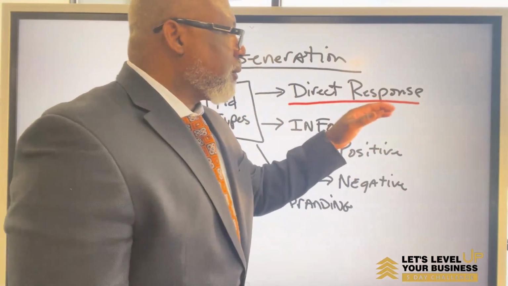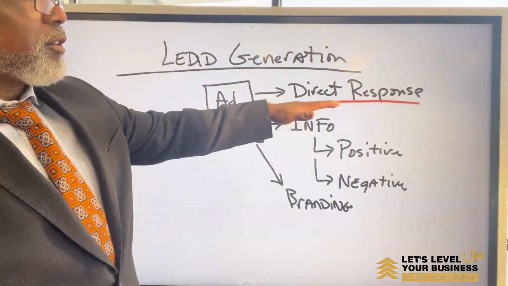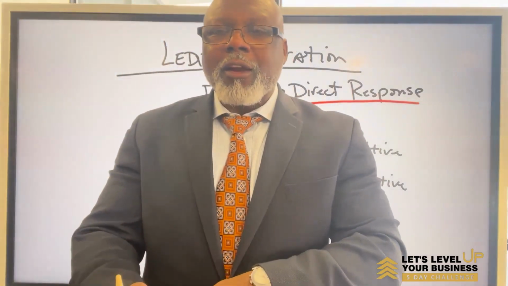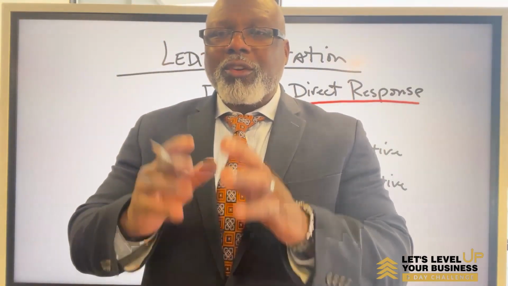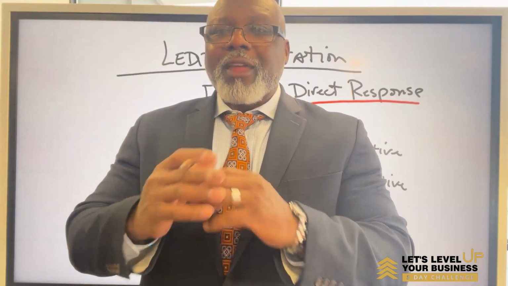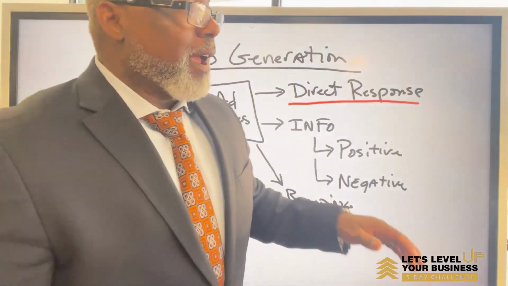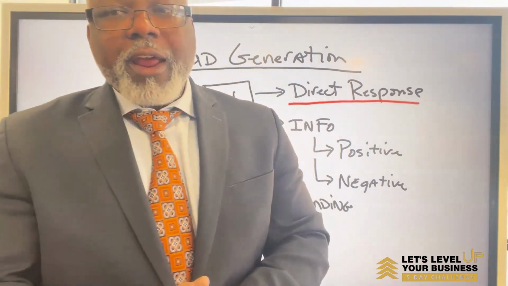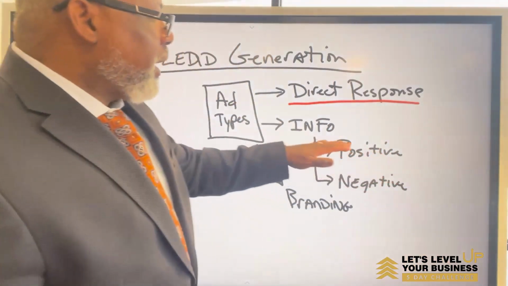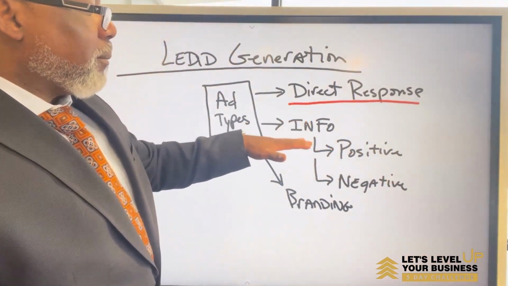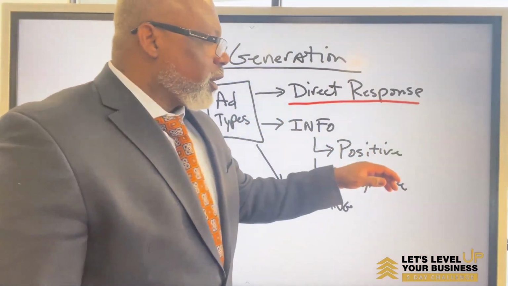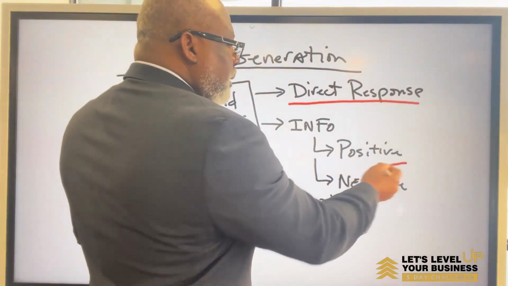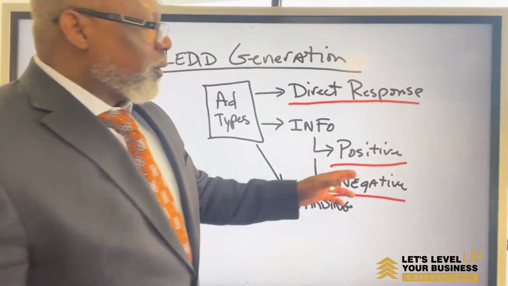So direct response, the examples that I just gave, like if you see a commercial and they're trying to get you to call an 800 number, they're trying to get you to take direct action, that's a direct response type ad. And it could be on TV, radio, the internet, it could be anywhere. The next one is an info type ad. This is where someone offers you information on something, and that information could be positive or negative.